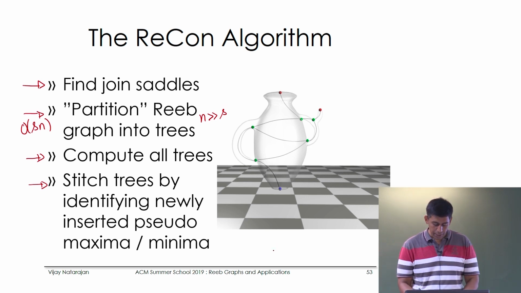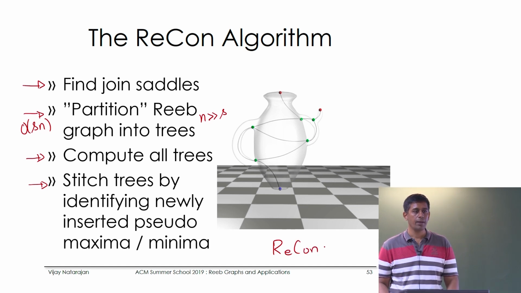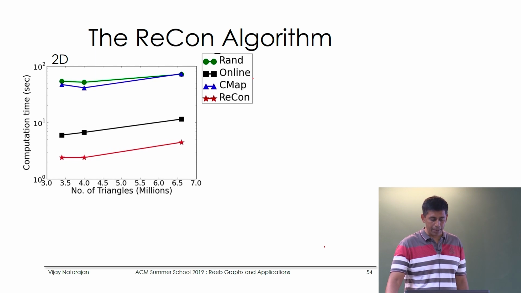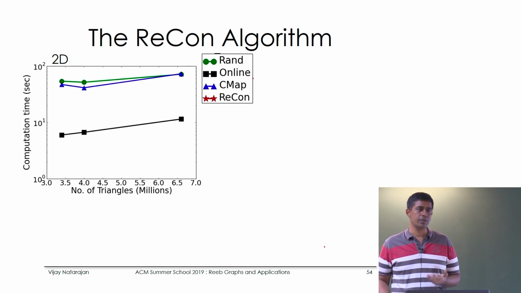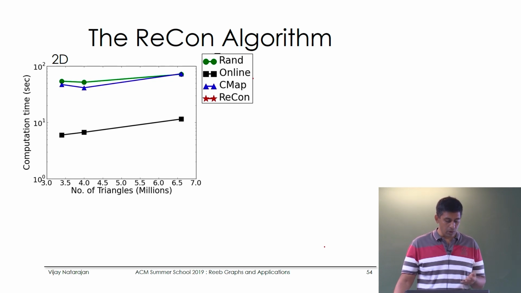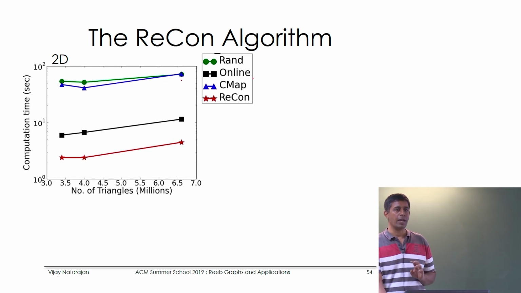So this algorithm is called recon, Reeb graph using contour tree. So that is the algorithm. It works very well in practice. This was actually already an algorithm which is about 7 years old now. But the state of the art at that time, for input with millions of triangles, took at least about 100 seconds, as you can see here. Whereas this recon could do it in a few seconds, like 4 or 5 seconds.